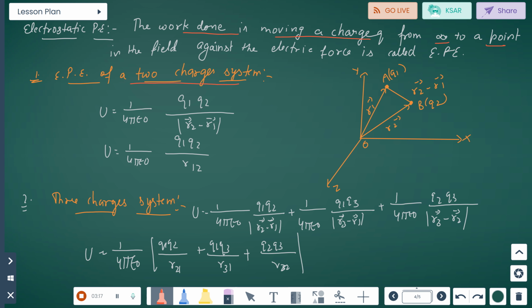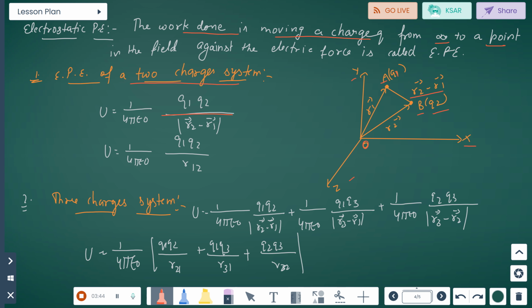For a two charge system, we have two points, A which holds Q1 and B which holds Q2, with position vectors R1, R2, origin O, and axes X, Y and Z, and between A and B we have the vector R2 minus R1. Here U equals 1 by 4 pi epsilon naught Q1 Q2 divided by the magnitude of R2 minus R1, or 1 by 4 pi epsilon naught Q1 Q2 upon R12.